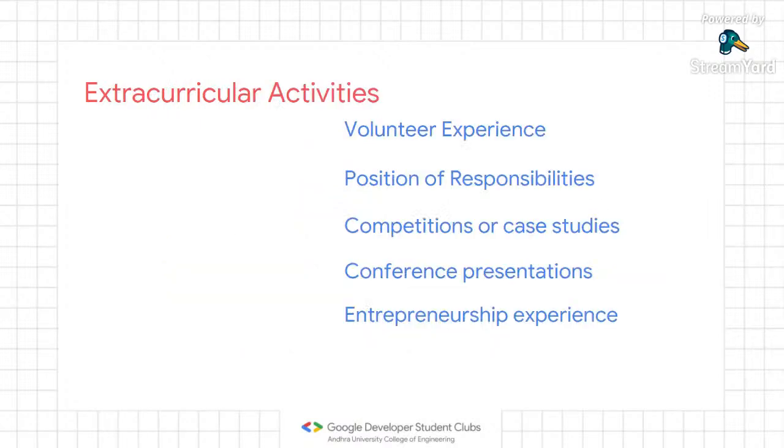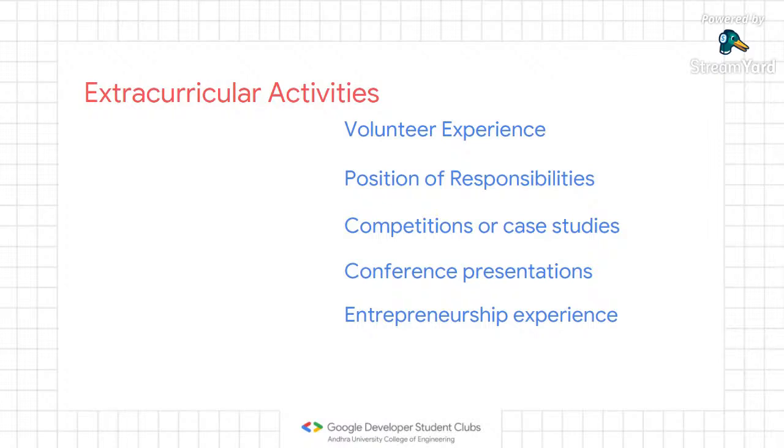Moving on, the next part is your extracurricular activities, where you write about your volunteer experience, like if you're a part of any NGO or something like that, or your positions of responsibility, like have you led any club, or have you led any initiative, or have you been a part of any co-curricular activities where you've taken a particular position. All of those go into this.